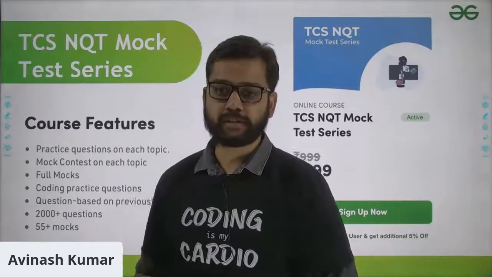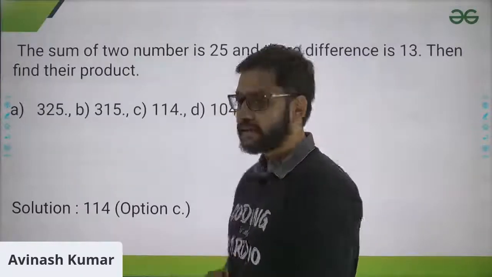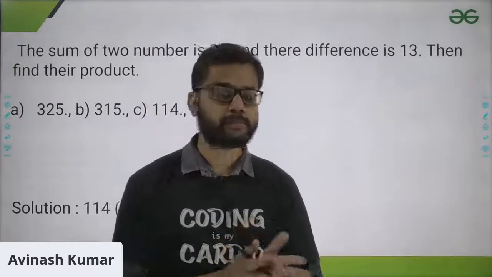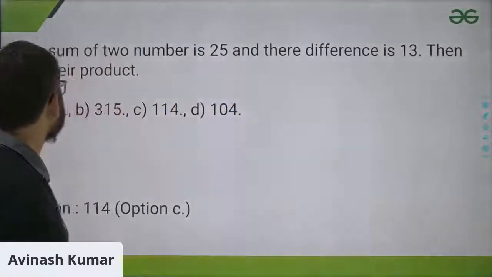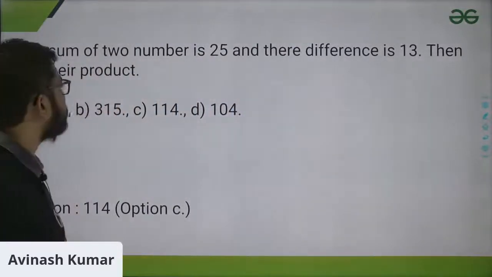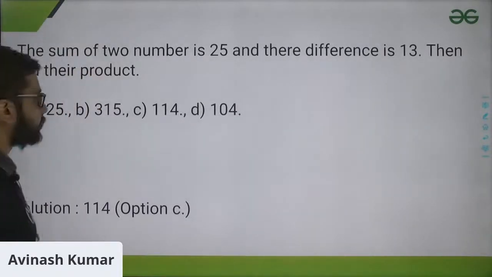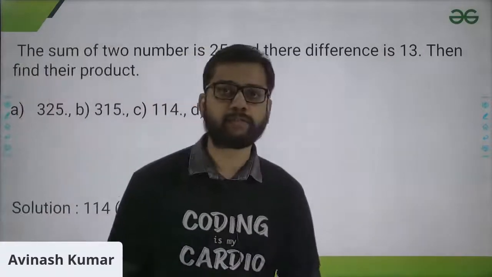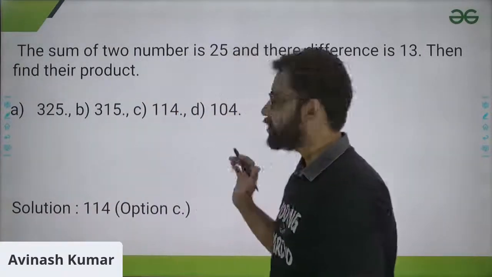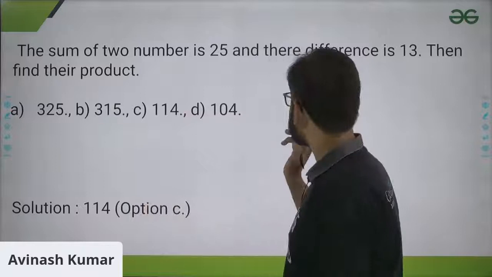So let's start with the topic. I think the students have already joined, so I'm going to start. The first question is: the sum of two numbers is 25 and their difference is 30, then find the product. Here it's saying that the sum of two numbers is 25, and the difference is 13.